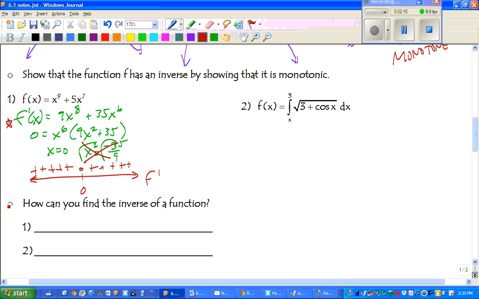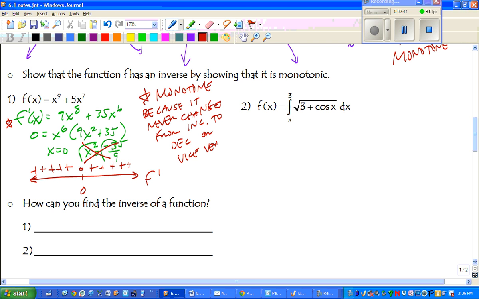Here it tells us that this is going to be a monotone function. All right, so it's monotone because it never changes from increasing to decreasing or vice versa. Right? It's a monotone function because it's always increasing. Over the whole function, it's increasing, except at 0, but it doesn't change to decreasing, so this is a monotone function.